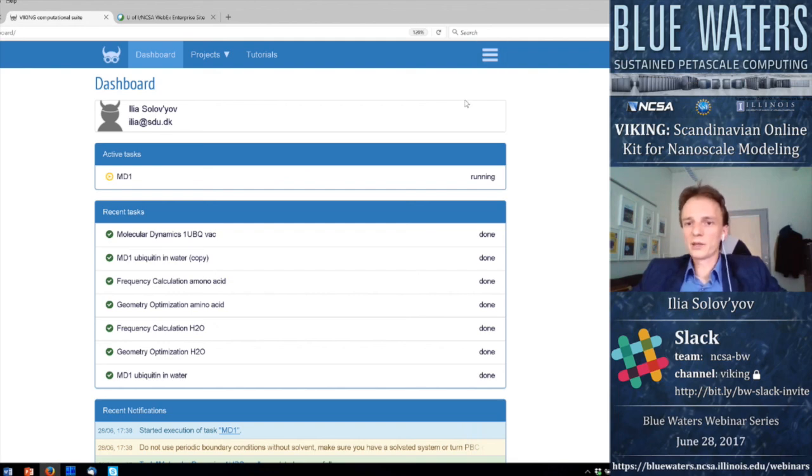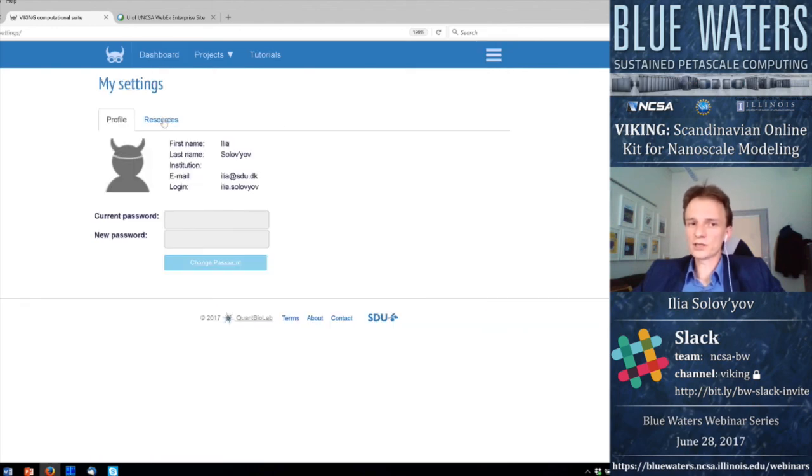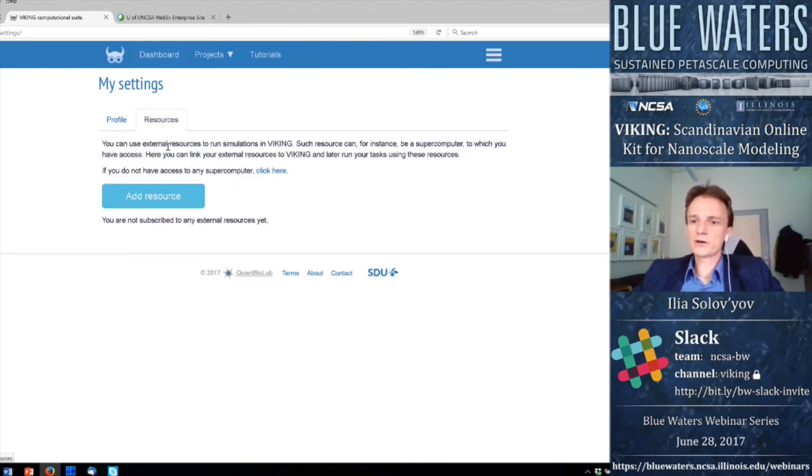While it is running, I would like to comment a little bit about adding computational resources into your Viking account. In the Viking menu, there is this icon that a user can click, and this allows you to go into your settings. If you go into your settings, you see a tab called Resources. Resources is a place where you are supposed to add supercomputer allocations. This can be, for example, an allocation on Blue Waters, or an allocation on some cluster here in Denmark, or elsewhere.